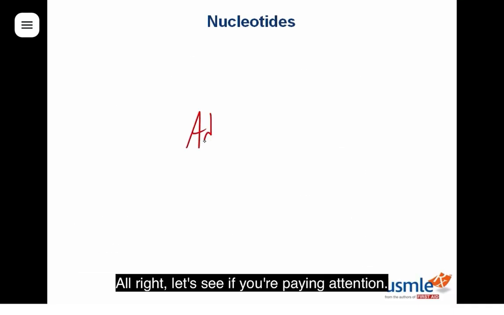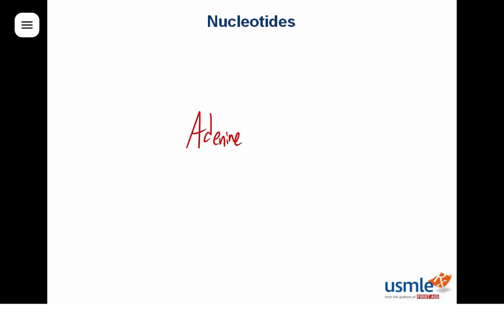Alright, let's see if you're paying attention. Adenine. Is it a purine or a pyrimidine? Right, adenine's a purine. Remember, pure as gold.